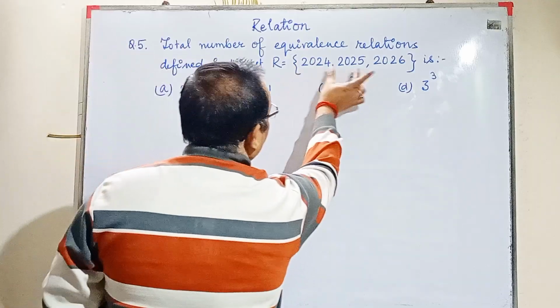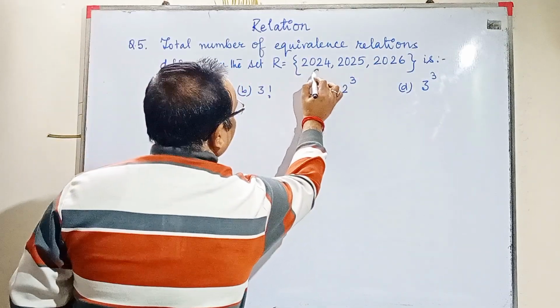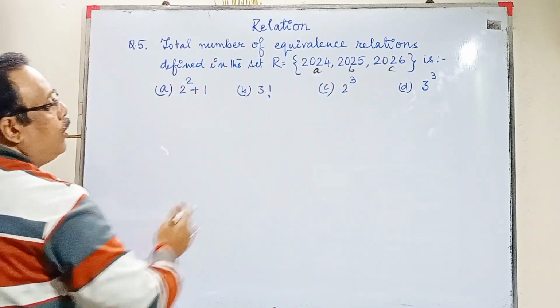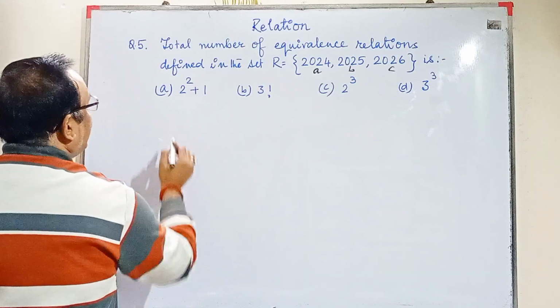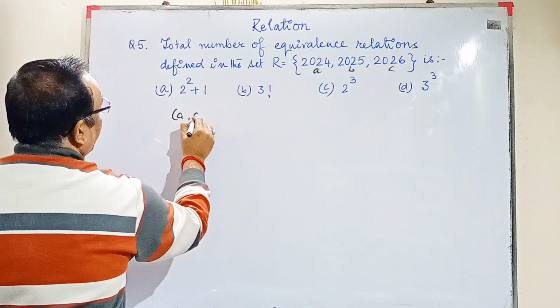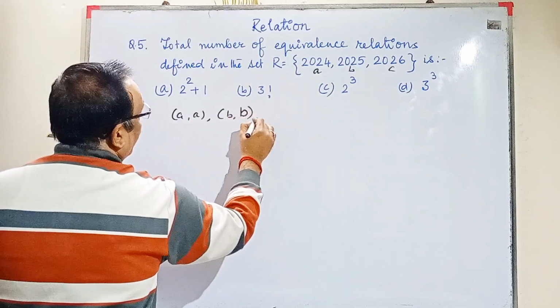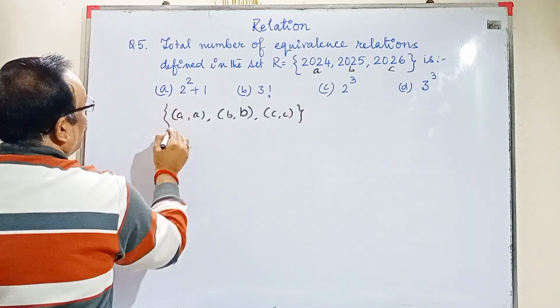We have to find out with these 3 elements how many equivalence relations are possible. Since these numbers are quite big, 2024, 2025, 2026, I am considering this as A, this as B and this as C. So with 3 elements A, B, C, what are the equivalence relations? I'll write all the equivalence relations. First, this is one of the equivalence relations.